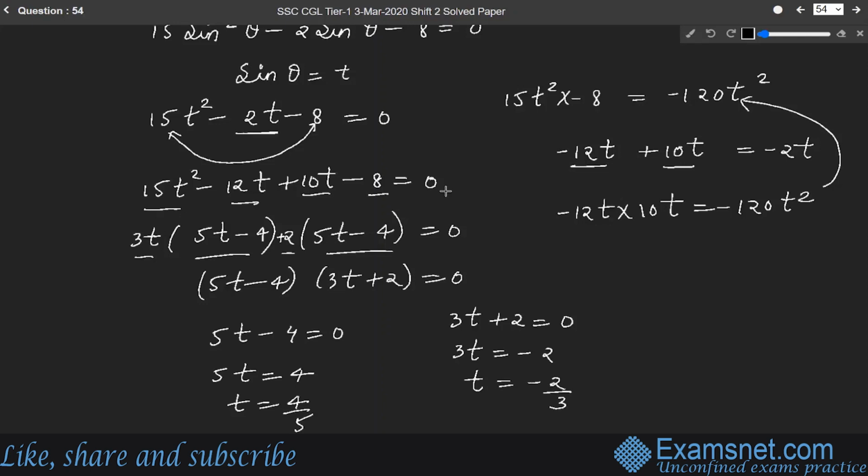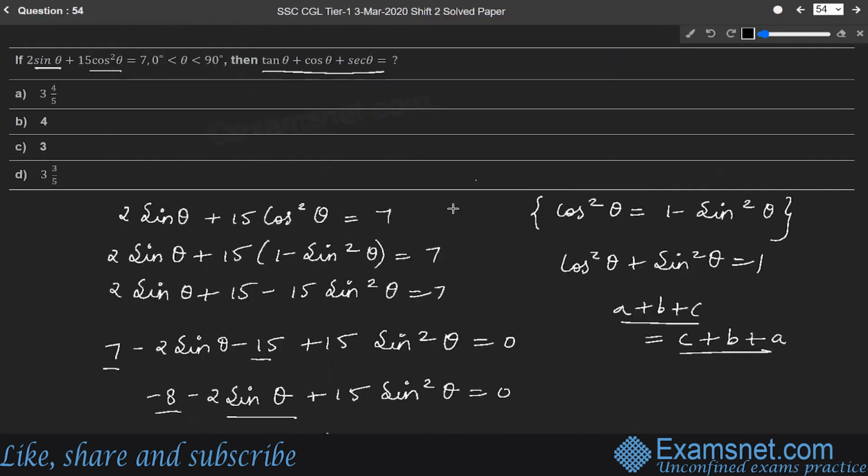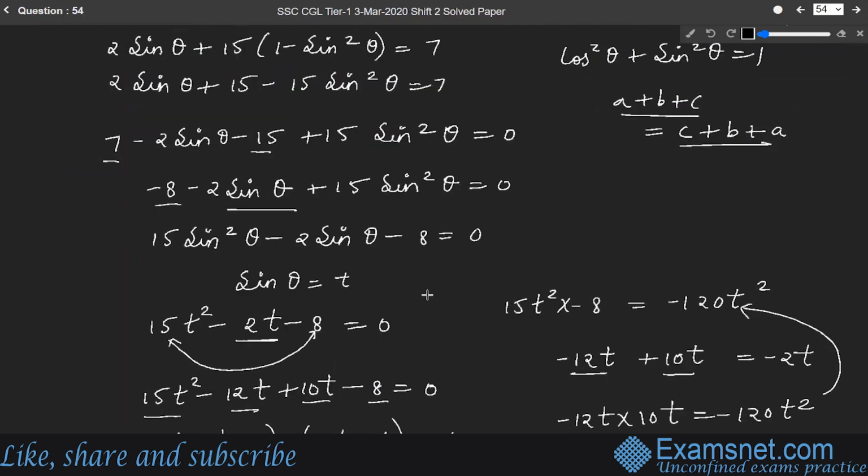Now what is t? T is sine theta. So we have two values for sine theta. Sine theta is 4 by 5 and sine theta is minus 2 by 3. But we cannot take negative values. Here negative value will be rejected. Why? Because it is clearly given that theta lies between 0 degree and 90 degree.